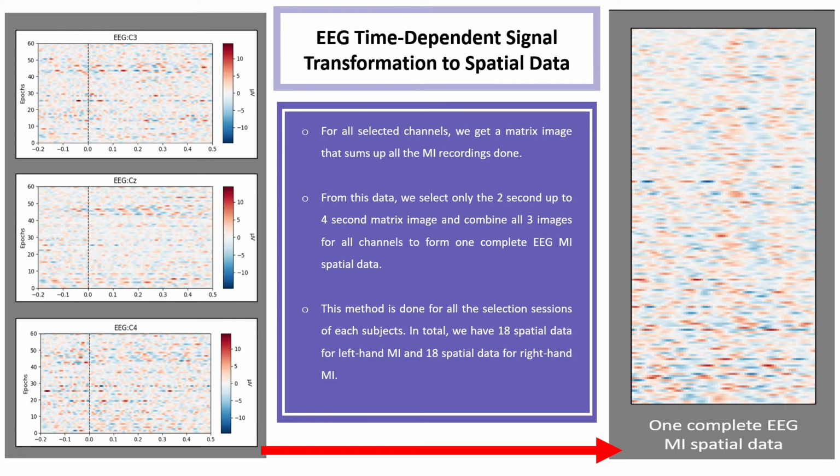This method is done for all the selected sessions for each subject. In total, we have 18 spatial data for left-hand MI and 18 spatial data for right-hand MI.